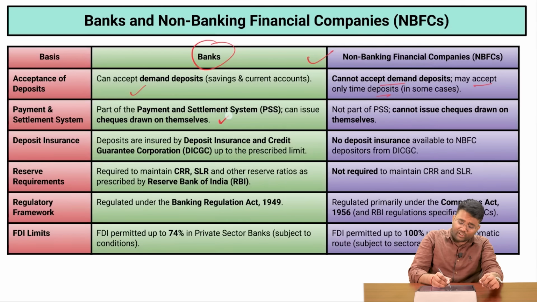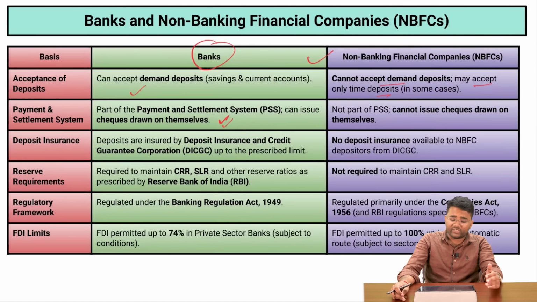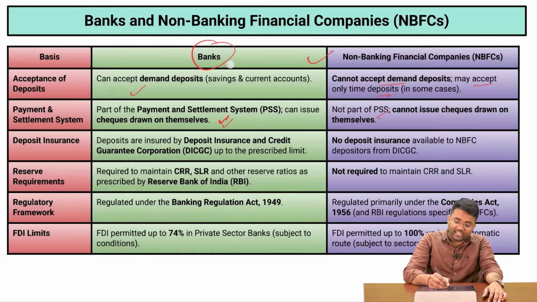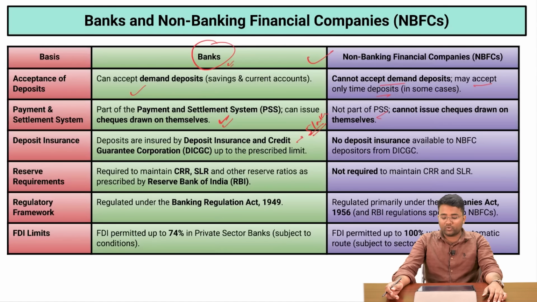Banks are part of the payment and settlement system. They can issue checks drawn on themselves. The NBFCs are not part of the payment and settlement system. They cannot issue checks drawn on themselves. Deposits kept under the banks are insured under the Deposit Insurance and Credit Guarantee Corporation, up to a prescribed limit, that is around 5 lakh rupees at present.